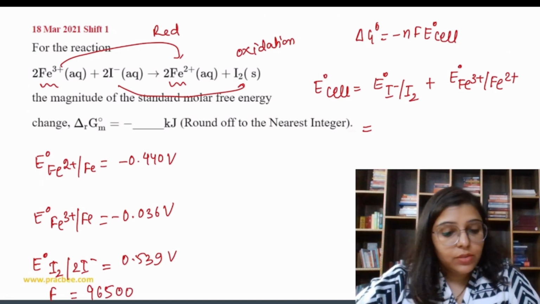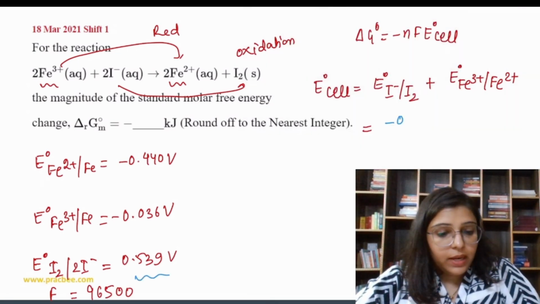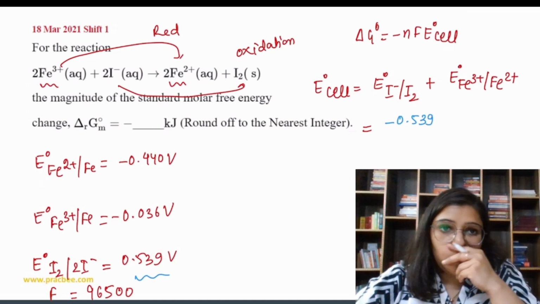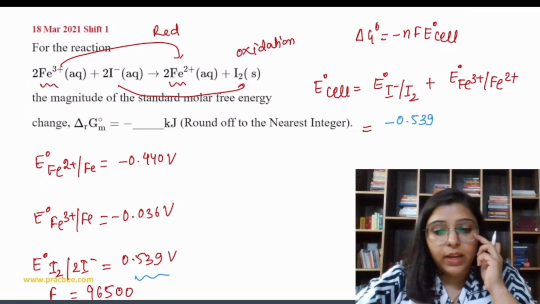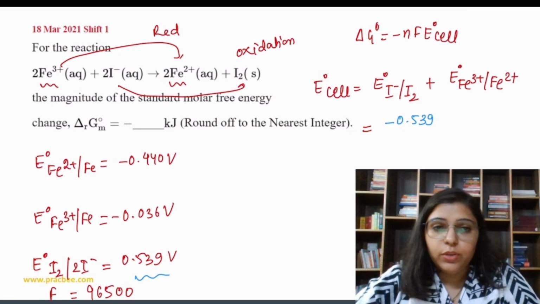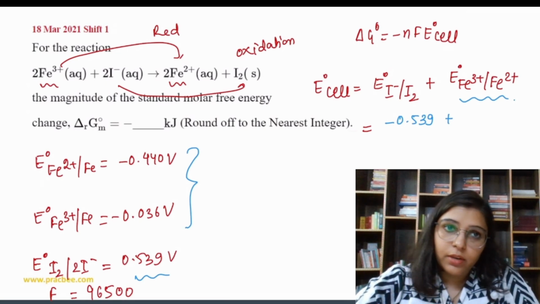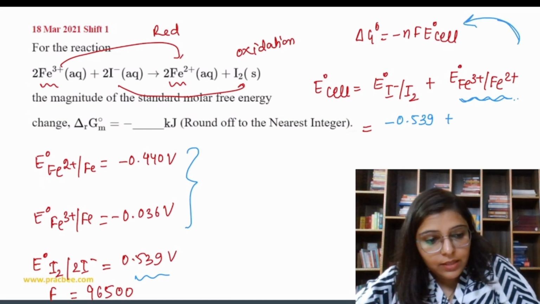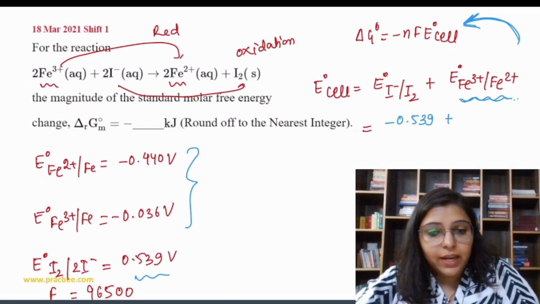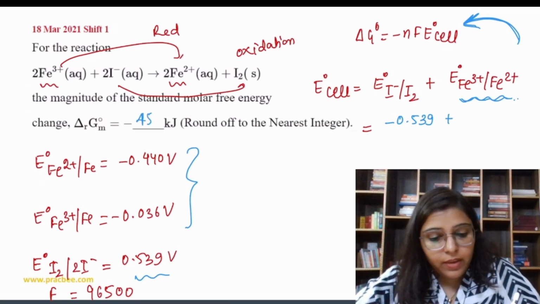Okay, so I minus 2 I2 value is given, so this is going to be minus 0.539 I minus 2 I2 value. Then you have to find out the value of this by using these two equations, and then put the E naught value into this formula: delta G naught is equal to minus NF E naught cell. So on solving, what do you get? You will get 45 as the answer.